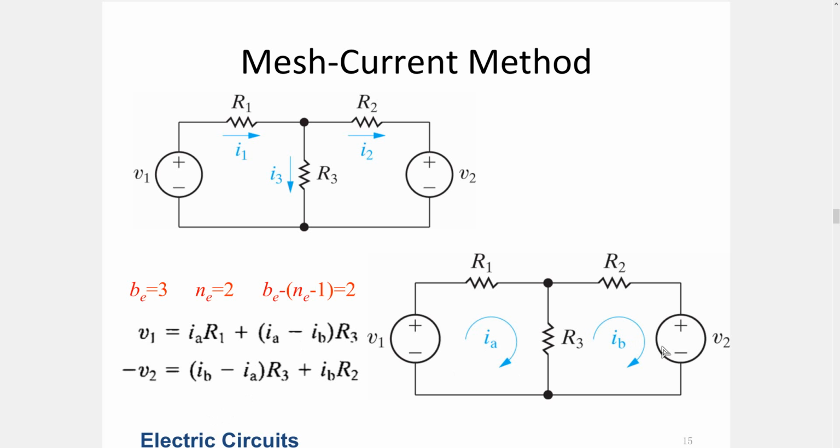Once I have the IA and IB, then I can express all the real circuit element currents from them. And then, knowing the voltage drops, I can calculate all the voltage values across the components. And once I know the voltage and the current, I can also establish the power calculations.